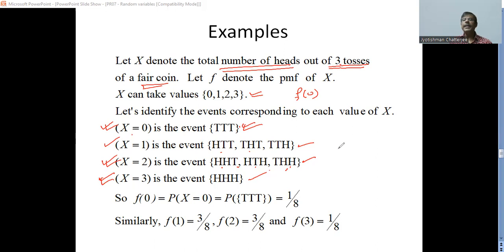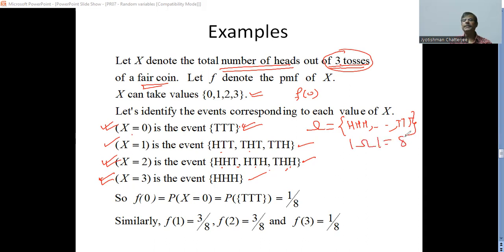Now, the random experiment here is tossing thrice. And the set of possible outcomes, omega, is equal to HHH up to TTT. It has how many elements?